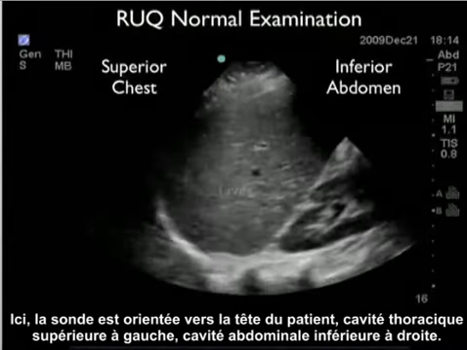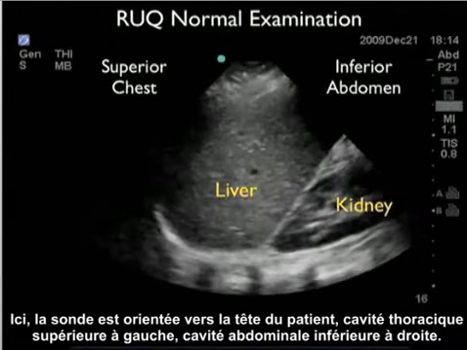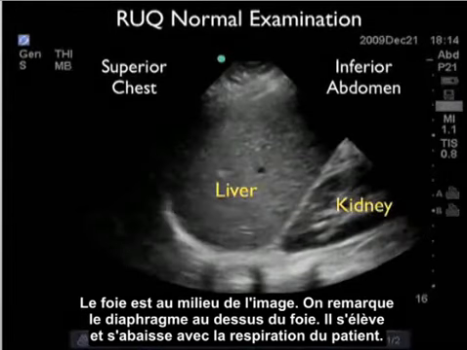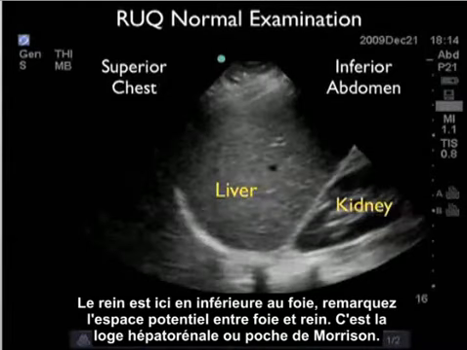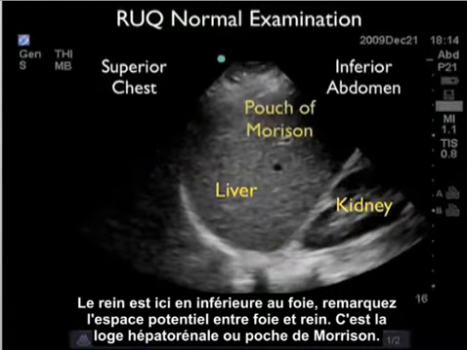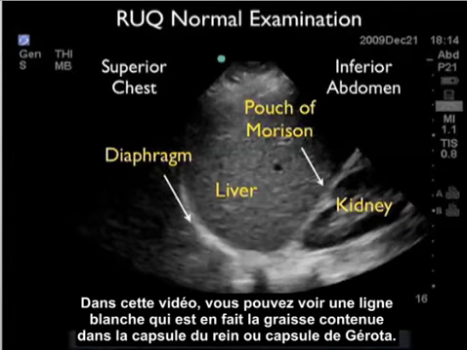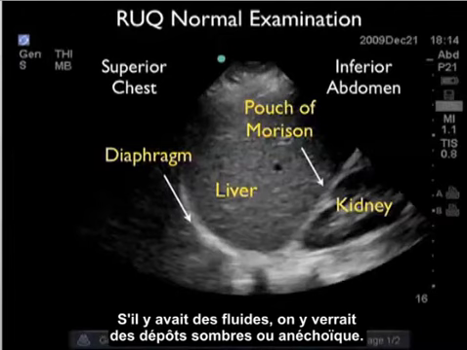Again, the probe marker is towards the patient's head, so superior chest cavity towards the left, inferior abdominal cavity towards the right. We see the liver in the middle of the image, and notice the diaphragm above the liver moving up and down as the patient breathes. We see the kidney inferior to the liver, and notice the potential space in between the liver and the kidney that makes up the hepatorenal fossa or pouch of Morrison. Notice in this video clip, all we see is a white line representing the fat within the capsule around the kidney, or Gerota's capsule. If there was fluid, we would see a dark or anechoic fluid collection in this potential space.